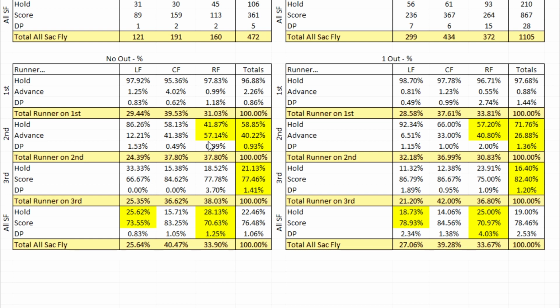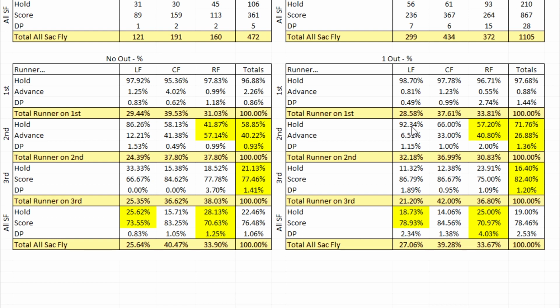Now, interestingly, with 1 out, the numbers change a little bit. They're much more likely to hold with 1 out. So with 1 out, the ball's hit to a fielder who makes the catch for the second out, and that runner on second does not try to take third base most of the time now, where he would have with no outs. So just something interesting to look at there.